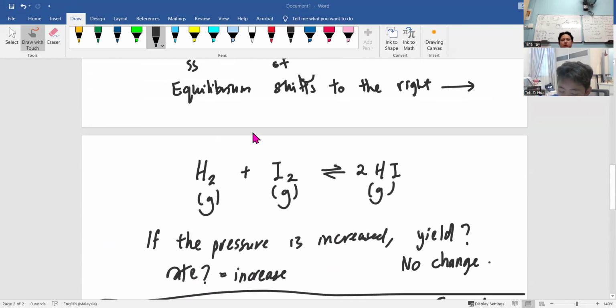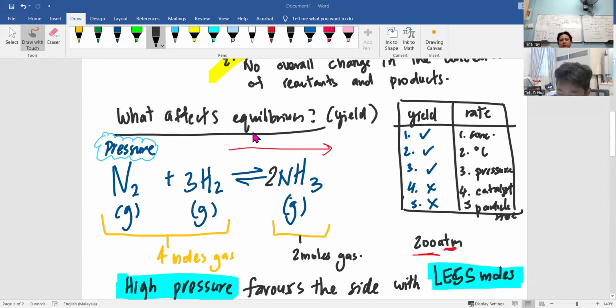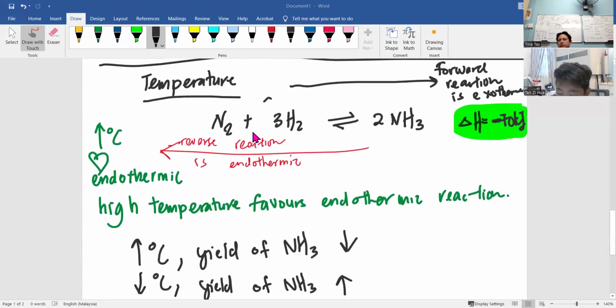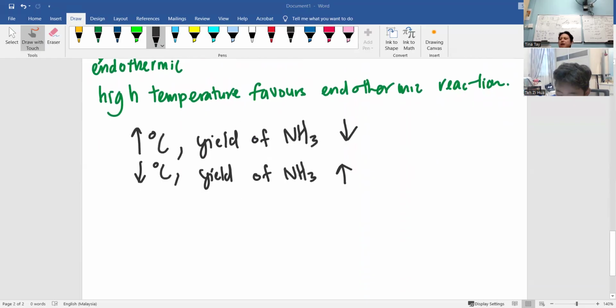So far we have done temperature and we have done pressure. Sorry, high temperature, what happens to my rate? High temperature, rate increases. But if high temperature, the yield decreases. Wow, headache like that. So which one should I do?